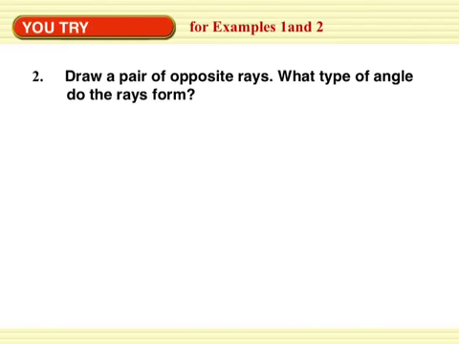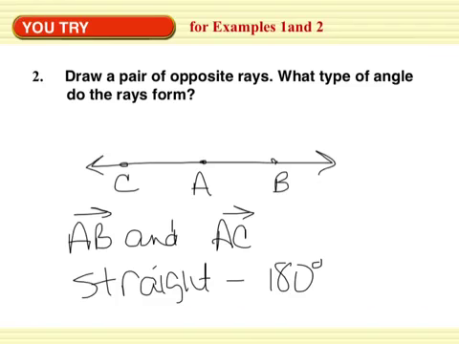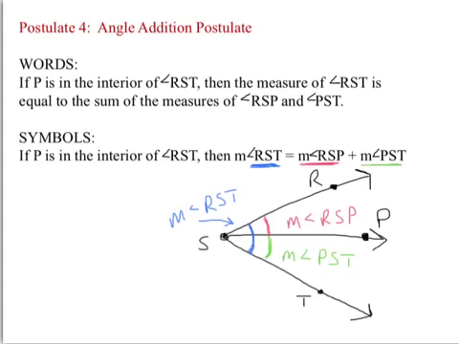Another you try. This is when you push pause and try on your own and write down any questions you may have. There's your answer. Okay, it's a straight angle. All right, our next postulate. It's called the angle addition postulate.